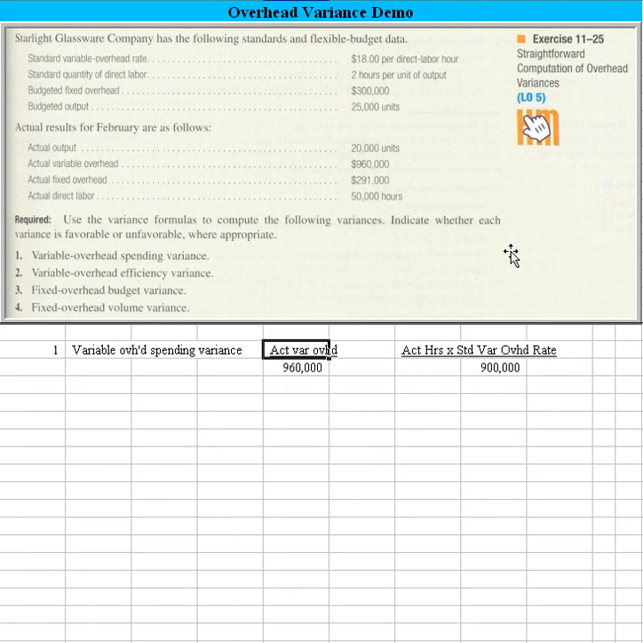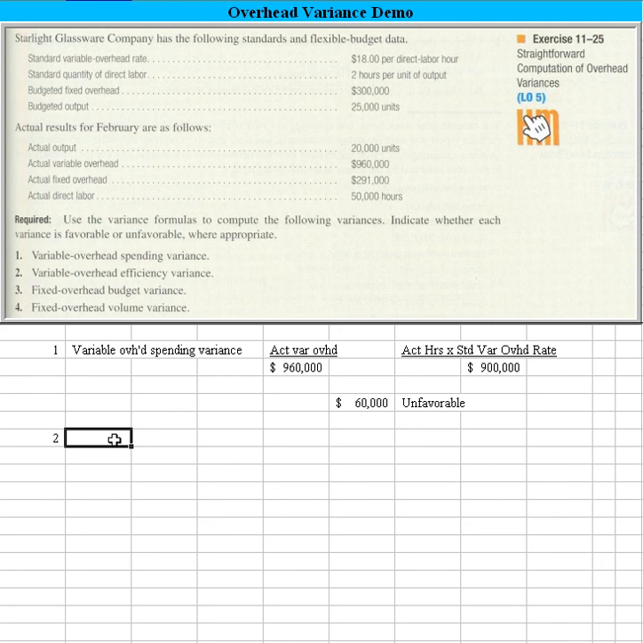Now, when we compare the actual, 960,000, to that standard amount, we come up with the variance. We take the actual less the standard, and it's 60,000. Since the actual was higher than the standard, that's unfavorable. That takes care of part 1. Now let's look at part 2, and of course those should be in dollars.